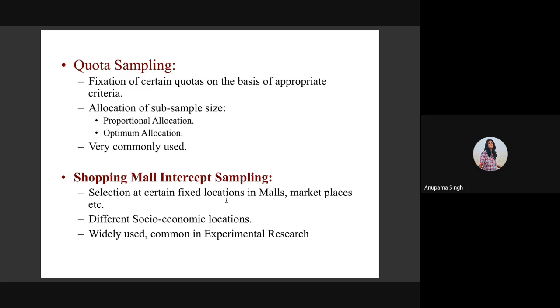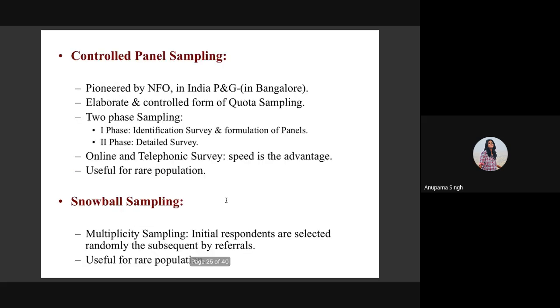Experimental research is the area where it is used, because we are not assigning any kind of probability to any area in any particular population. But our objective is again defined, because if we are focusing on malls or marketplaces or socio-economic locations, we are catering to or taking one section of the society. That again depends on the researcher, how they take the decision of going to the locations.